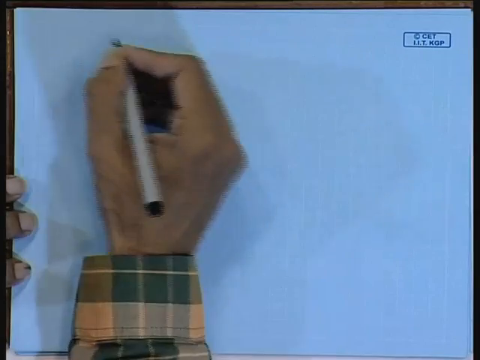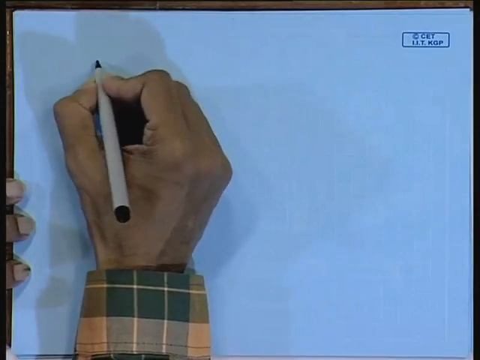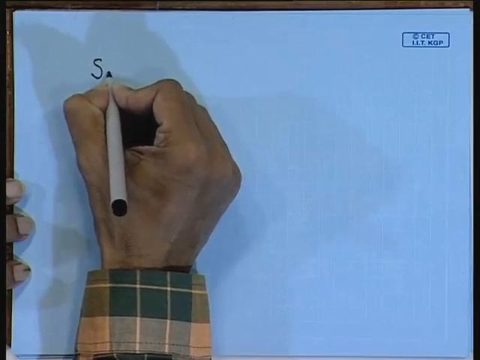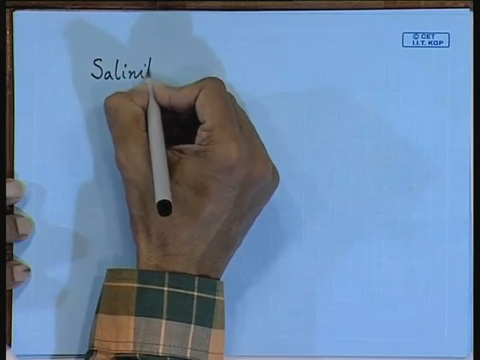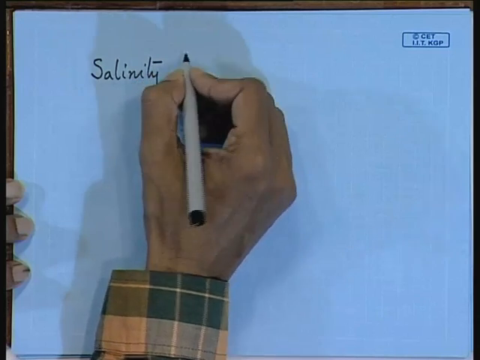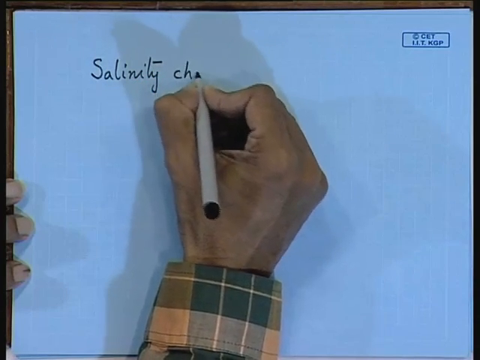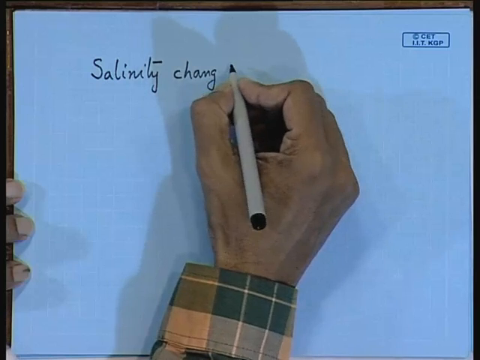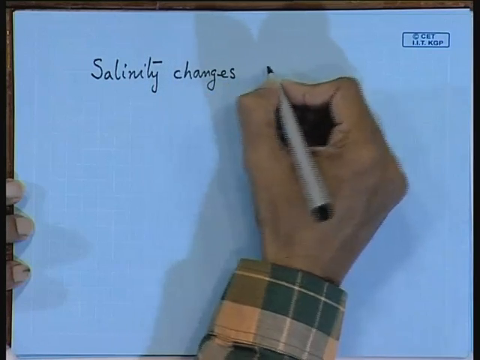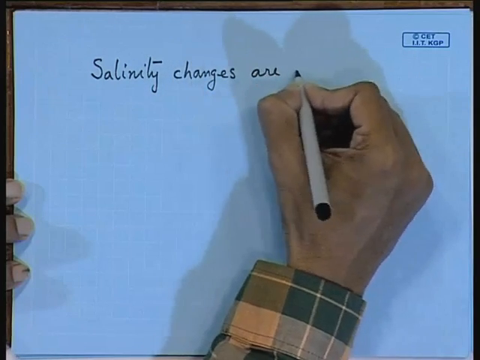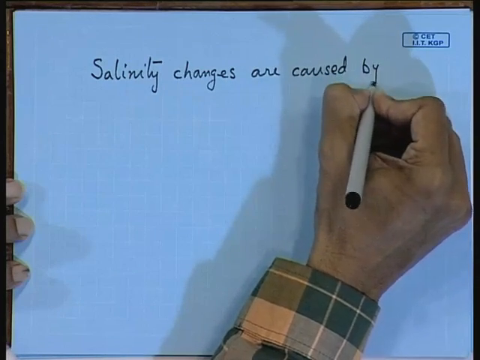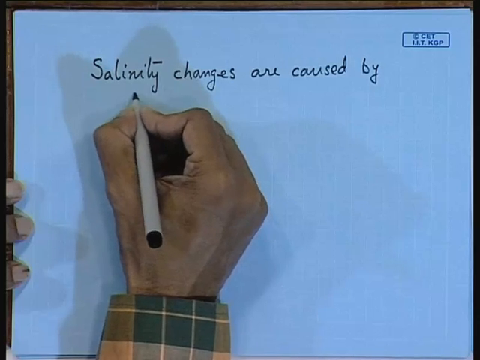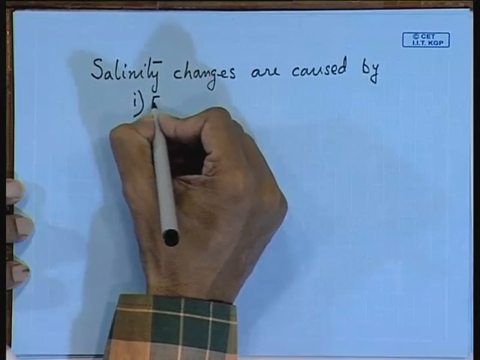Now, salinity changes. What are the causes of these salinity changes? Now, salinity change is another cause for a density change. So, both are linked. So, salinity changes are caused by, number one, you write evaporation.